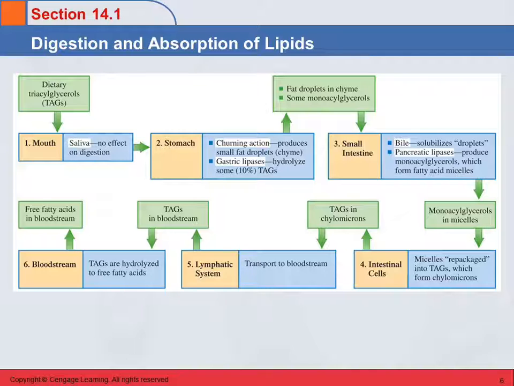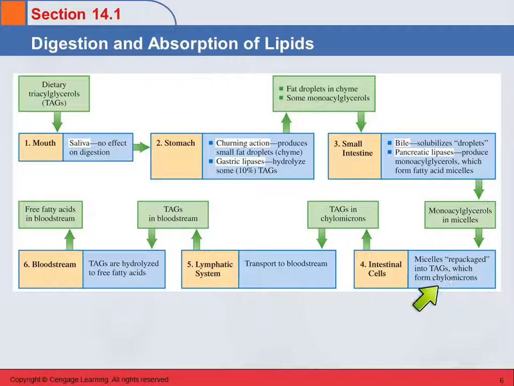So here's an overview for the lipids. Not much happens in your mouth. They get churned up, partially hydrolyzed in your stomach. They go into that chyme as fat droplets. You've got some monoacylglycerols. And then in your small intestine, they get solubilized. And more hydrolyzation occurs. You've got monoacylglycerols and the fatty acids forming the micelles.